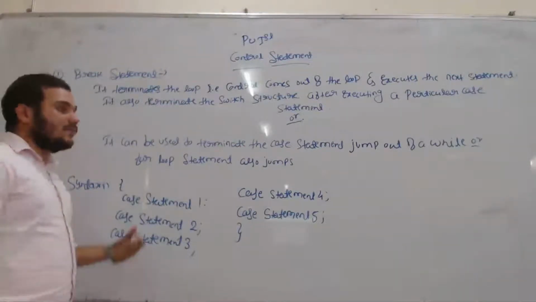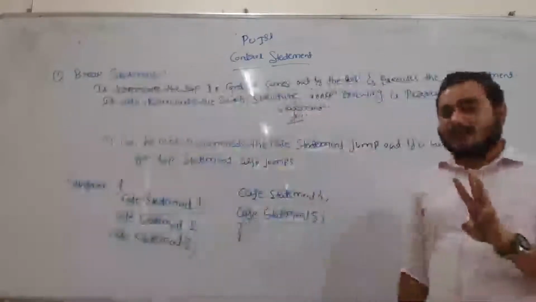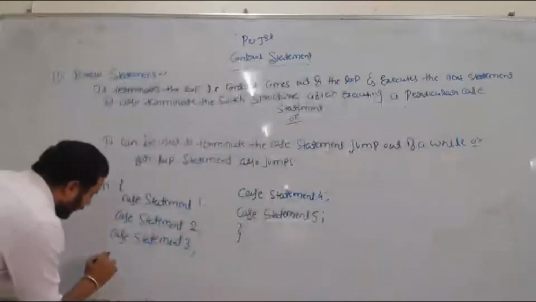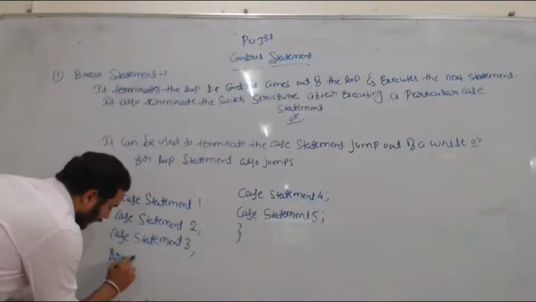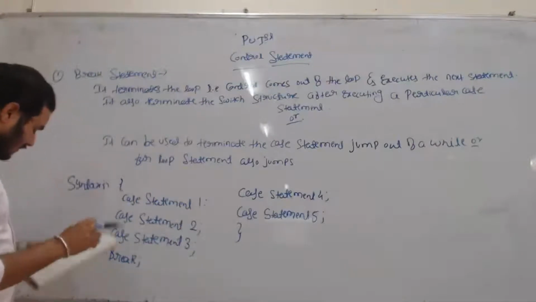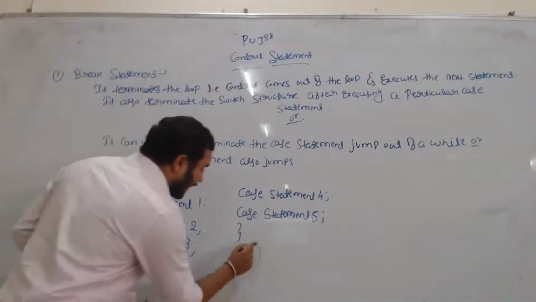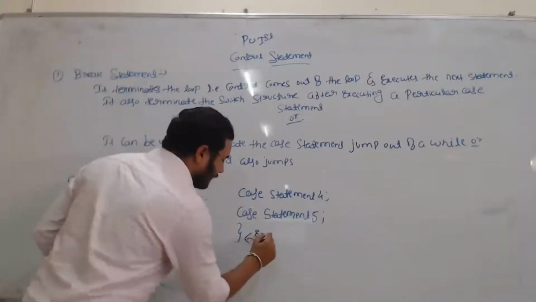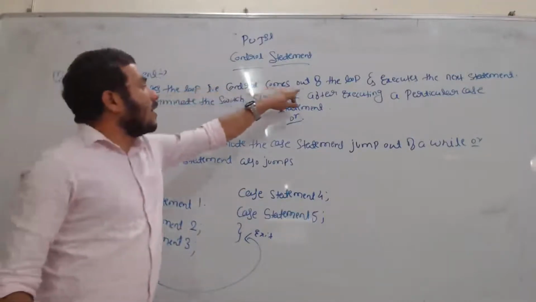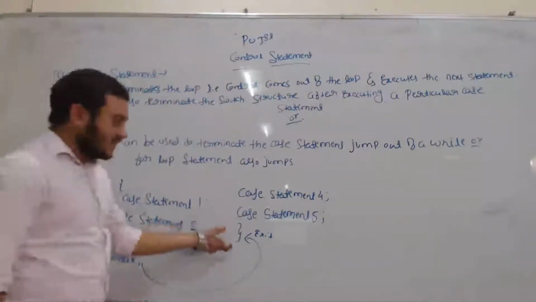Of these 5 cases, for example, you have to execute only up to statement 3. So in that case, we have to apply the break. Right? Whenever you are applying break, the control comes out of the loop and directly executes the next statement. Next is what? The exit statement.